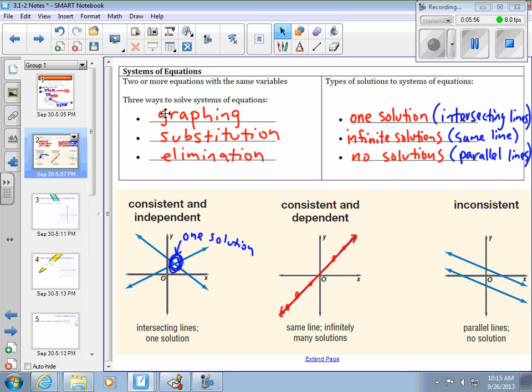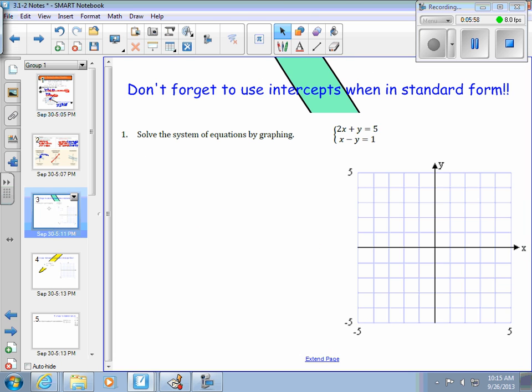All right, so let's try some out here. First, we'll look at the graphing method. They want us to solve the system of equations by graphing. There's two ways you can do this. You could use the intercepts, or you could get it in slope-intercept form. We'll do one of each again so you can see it.